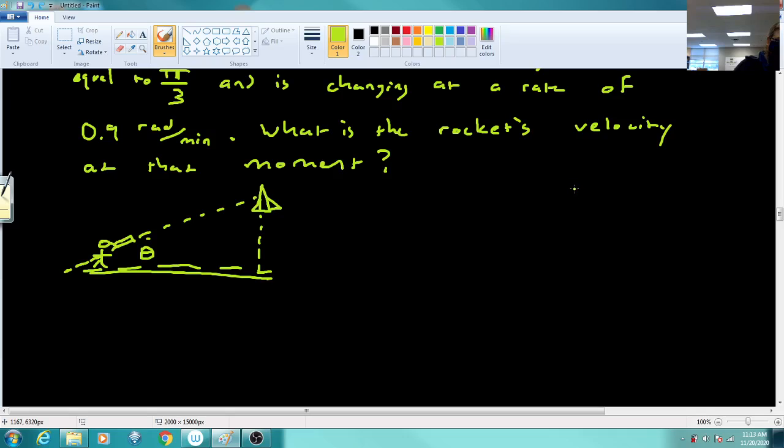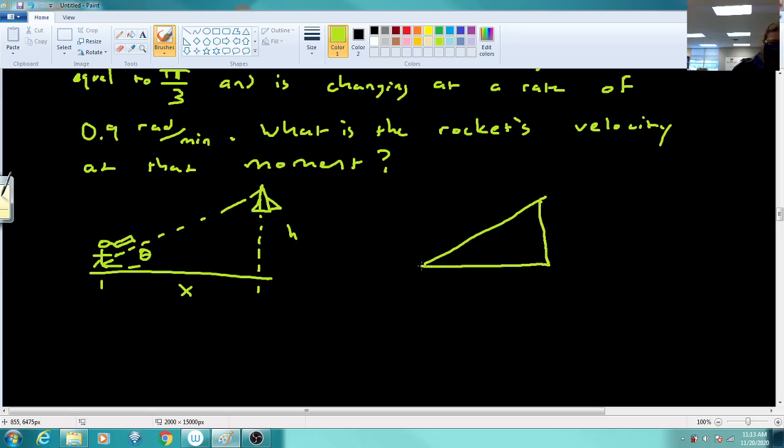Let me try to make this triangle slightly better. The way that this problem is supposed to be, you're looking basically from here, and you have your theta there, the height there, x is the distance from here to here. And so we basically got a triangle representing the system: h, x, and theta. They told us the rate that theta is changing. It's 0.9 radians per minute.